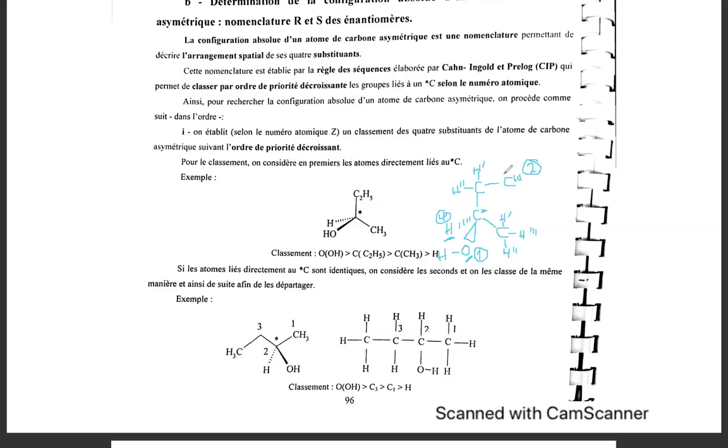So between the carbon and hydrogen, which one has the highest atomic number? Exactly, the carbon. So it's automatic that this substituent will be position number 2, and this one will take position number 3. And we said the hydrogen is always supposed to be at the end, at the wedge with dashes, always at the end.